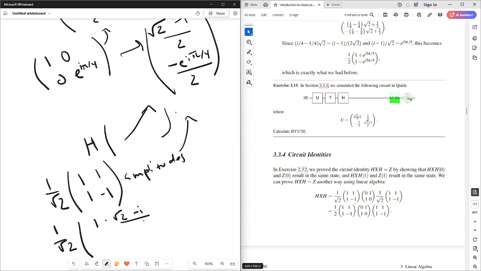Plus 1 times negative e^(iπ/4) over 2, and 1 times (square root of 2 minus i) over 2 plus negative 1 times negative e^(iπ/4) over 2.